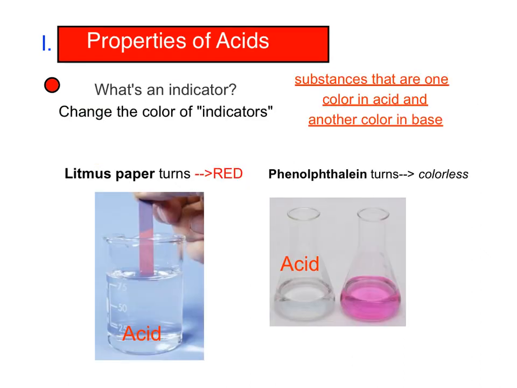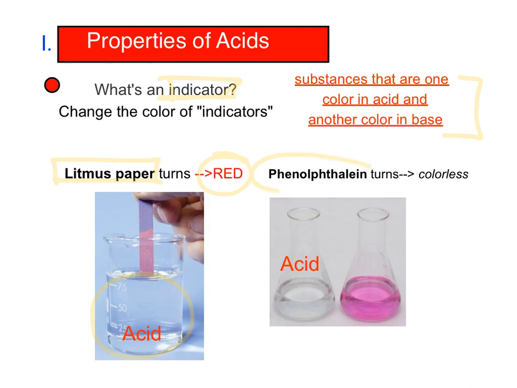Another property to know about acids is how they behave with an indicator. By definition, an indicator is indicating if something is an acid or a base, and you'll see that by a color change. There are many different types of indicators. One of them that you'll eventually see in lab is called litmus paper. It's a piece of paper, and if you dip it into something that's acidic, the paper is going to turn red. And if the paper was red, it would stay red.